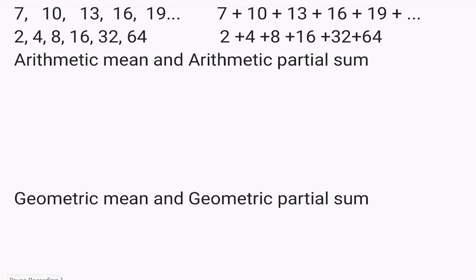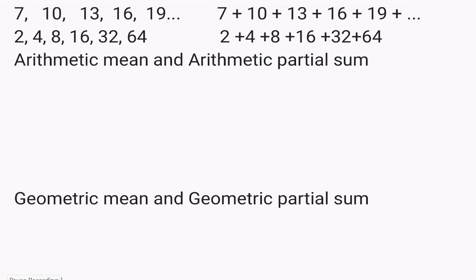Let's start with some reviews. At the very top left-hand side we have two sequences, the top one and the bottom one. The top is the arithmetic sequence, an infinite arithmetic sequence, since it begins with a number and ends with dot dot dot, continuing into infinity. And at the bottom we have the geometric sequence. It's a finite geometric sequence, meaning it has a beginning and an end. It starts with 2 and ends with 64.